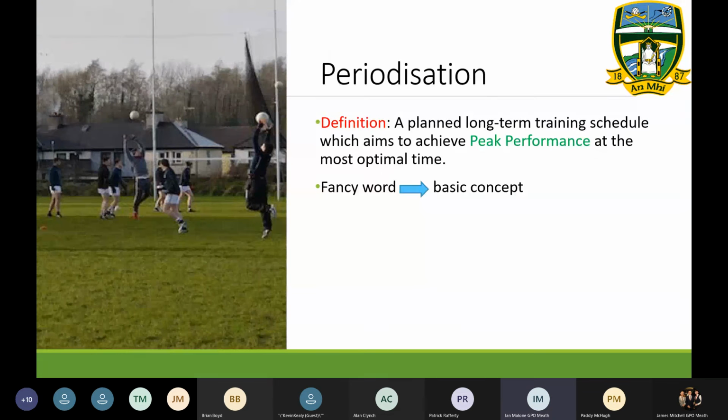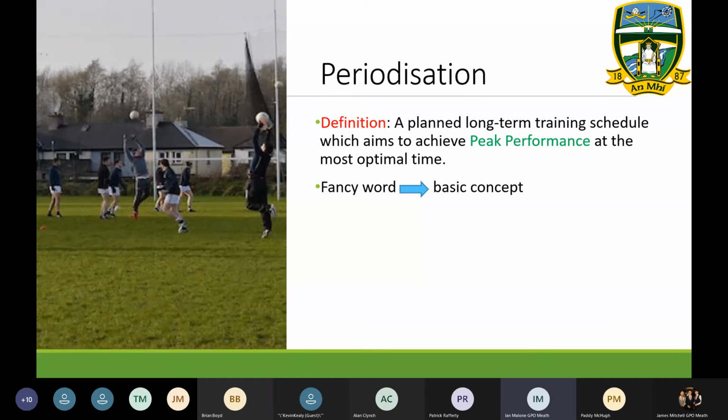Okay, so we did have a presentation previously talking about this in more detail, but this is a term some of you may or may not be aware of, and it's periodization. As much as it looks like just a fancy word, it is a basic concept. Essentially, it's just a long-term plan for training, a long-term schedule, and the main aim of it is to achieve peak performance at the most optimal time.